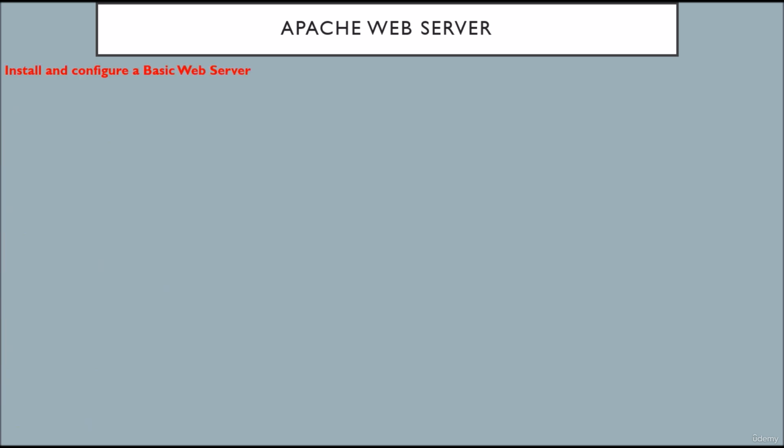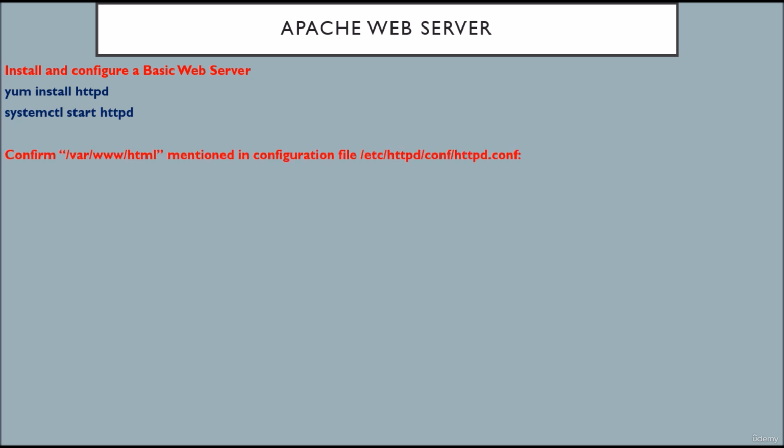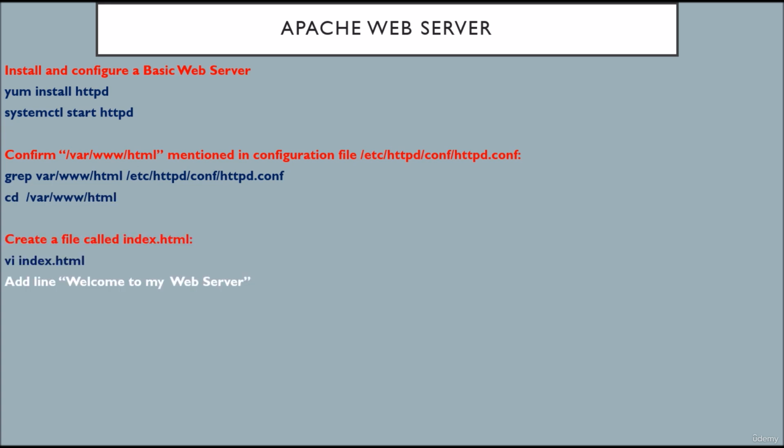To install and configure a basic web server, we will install HTTPD, we will start the service, then we will confirm that this particular file is mentioned under the httpd.conf file. Next, we will grep for it to make sure that particular line exists in there. Then we will cd into that directory, and create an index.html file in there if it doesn't exist already. And then we can add a line to our index.html file.